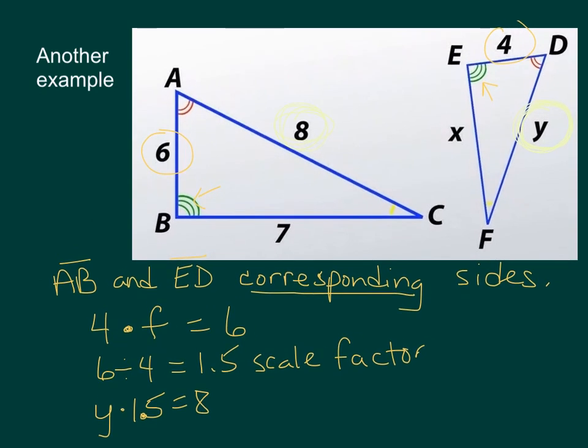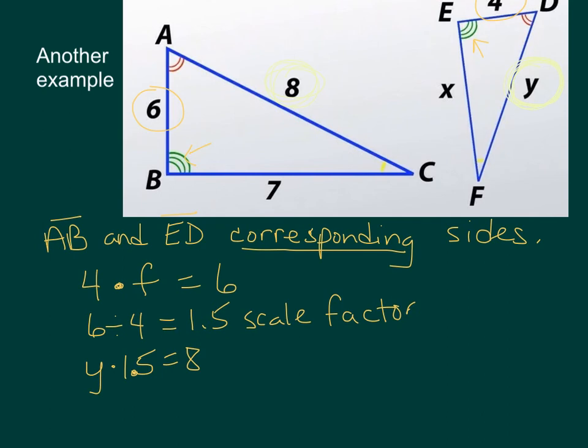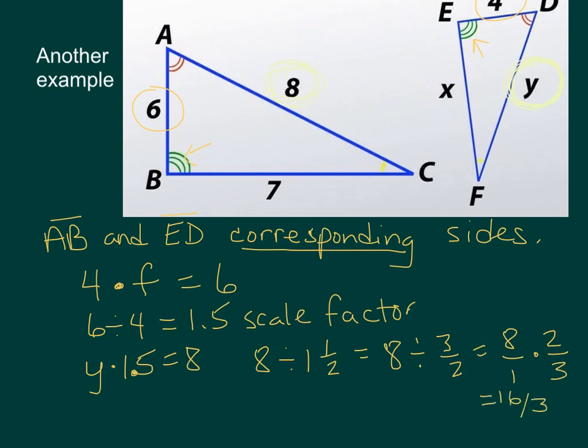So 8 divided by 1 1/2 would be 8 divided by 3/2, which is the same as 8 over 1, times 2 over 3, and that is 16/3, otherwise known as 5 1/3. So that means y equals 5 1/3.